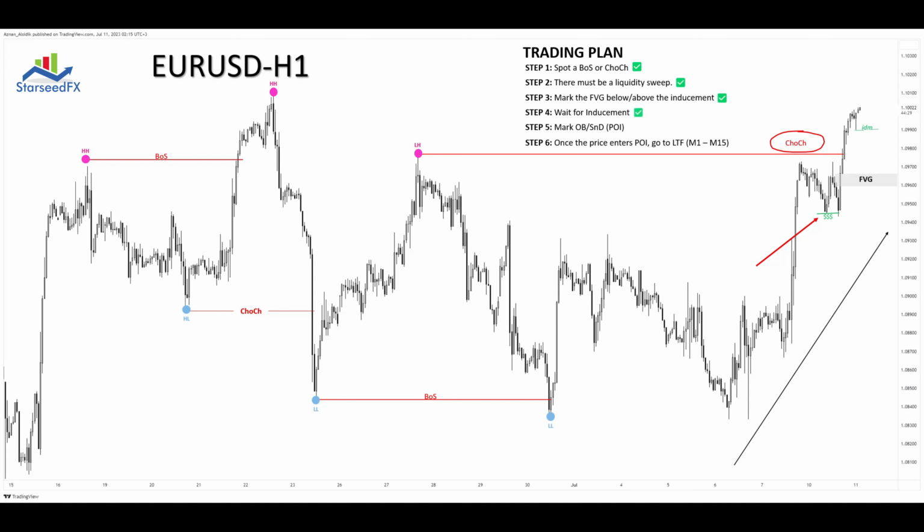Now, this level here is an inducement. How did we determine this? Because this bearish candle's low was surpassed, and the next candle also outdid its high. On to step 5. We'll mark our order block or point of interest here. At this point, we sit back and wait for the price to reach our point of interest.